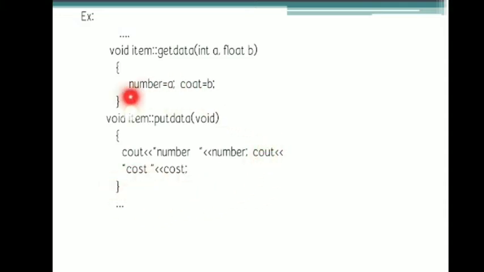So how can we define the member function outside the class? Here we have to use the return type, then the name of the class, double colon, and the name of the member, with the argument list. So this defines the member function outside the class. With this we conclude the session.